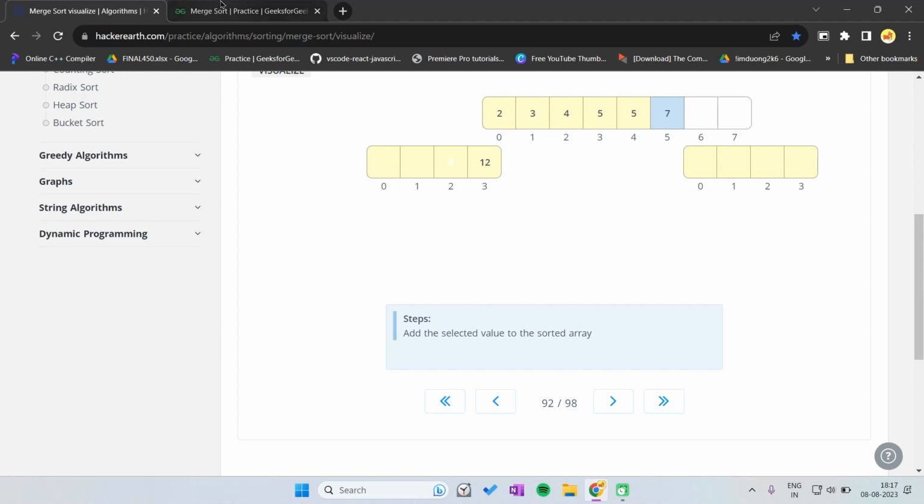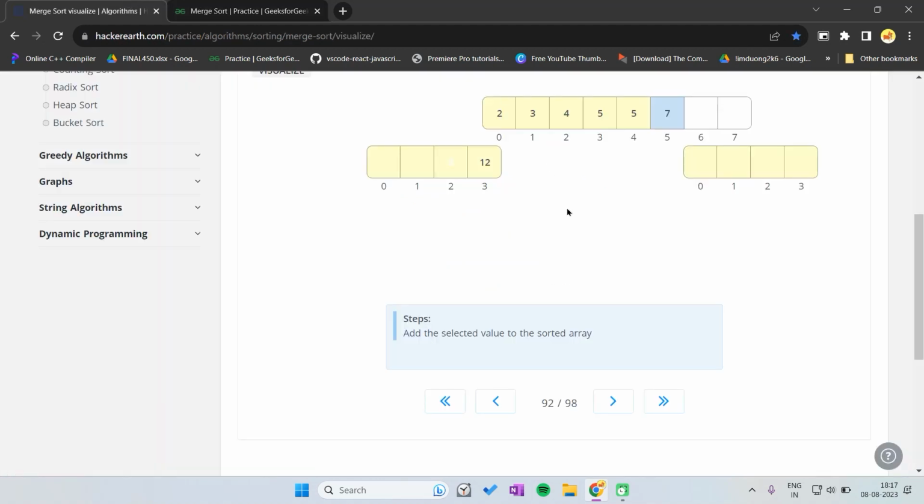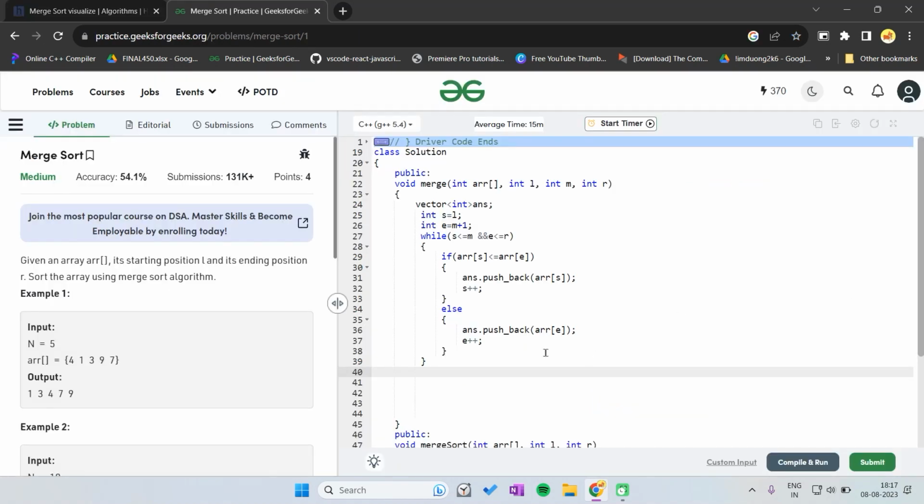Now this array is completely used up, so the condition ARR is less than or equal to R fails, and we come out of the loop. Then what we will do: if there are elements left in the array, then we have to push those elements into the vector.